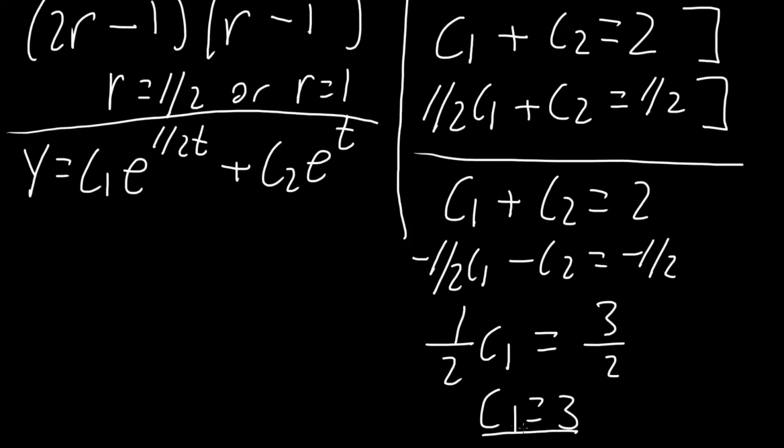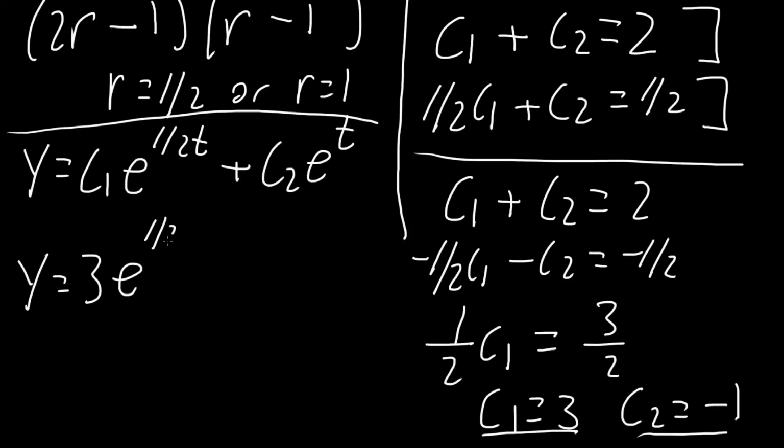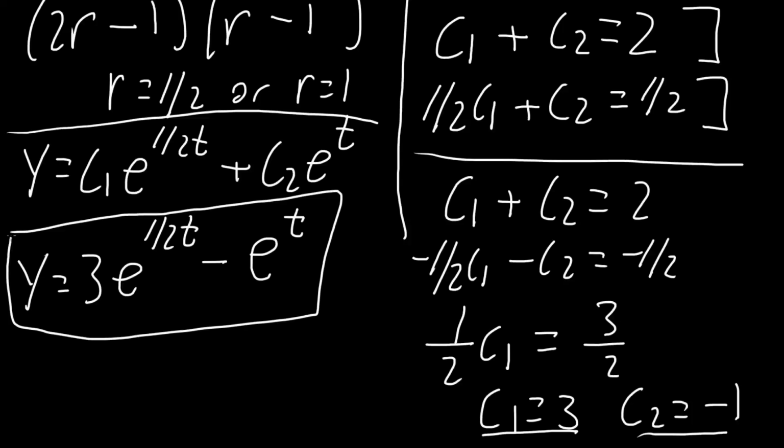And if c1 is equal to 3, we plug 3 back in. So c2 is equal to 2 - 3, so c2 is equal to -1. And now we plug these two numbers in for this equation. And so our final answer will be y = 3e^(1/2 t) - e^t. And we'll box this answer in. And that's all we need to do for this problem.